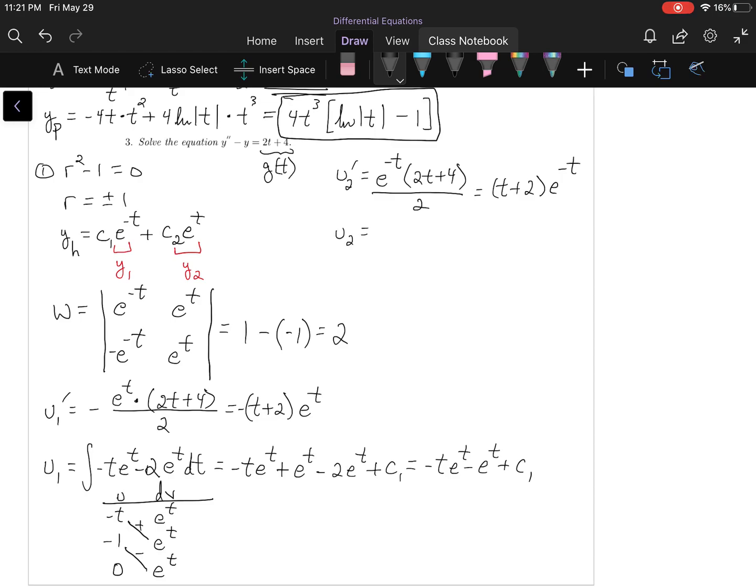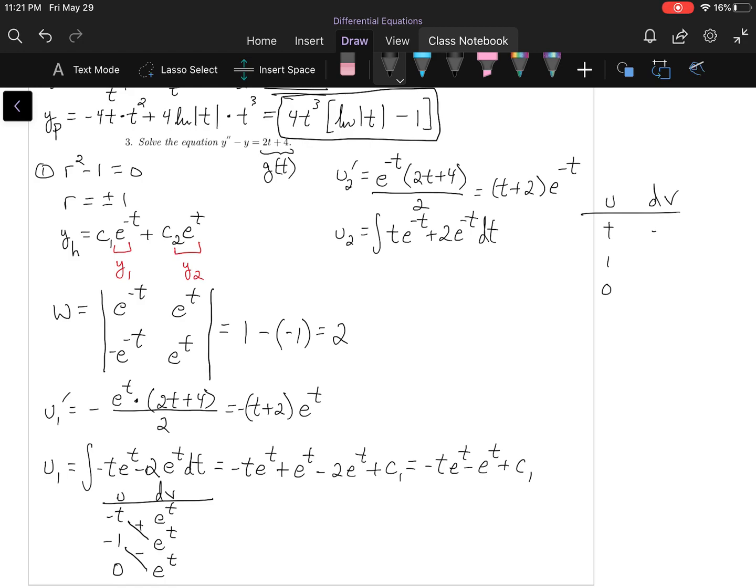So u2 is the integral of te to the negative t plus 2e to the negative t dt. Again, we could use the tabular method. I'll put this on the far right here. So I've got my u's and my dv's. U, I'm going to choose for the first term to be t. Its derivative is 1, and that derivative is 0.